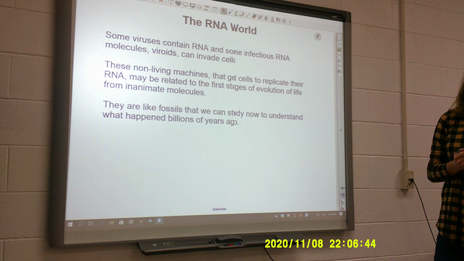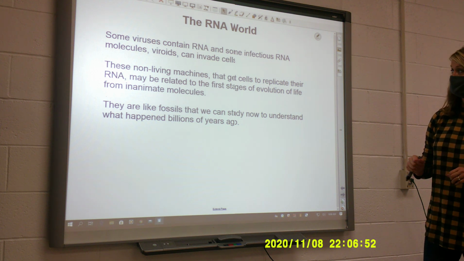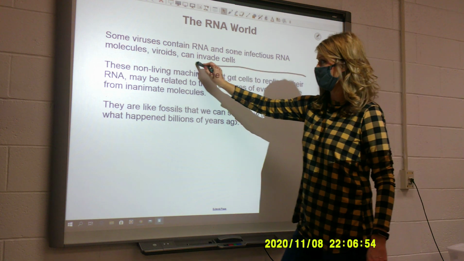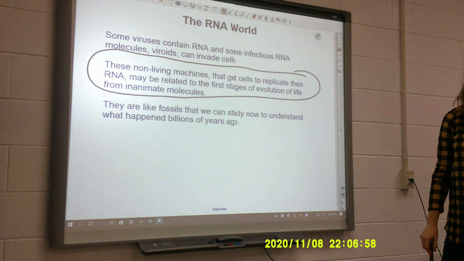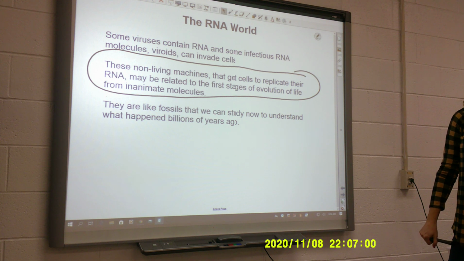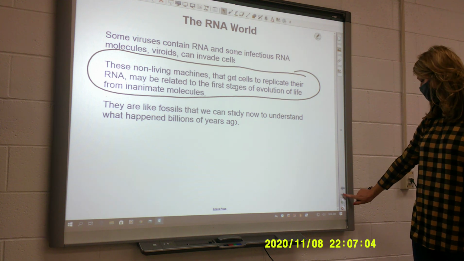Some viruses contain RNA, and some infectious RNA molecules, viroids, can invade cells. These non-living machines that get cells to replicate their RNA may be related to the first stages of evolution of life from inanimate molecules. They are like fossils that we can study now to understand what happened billions of years ago.